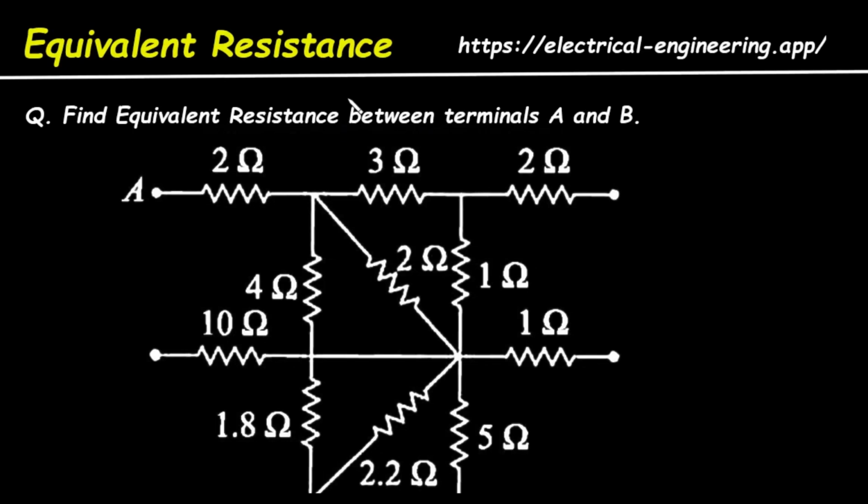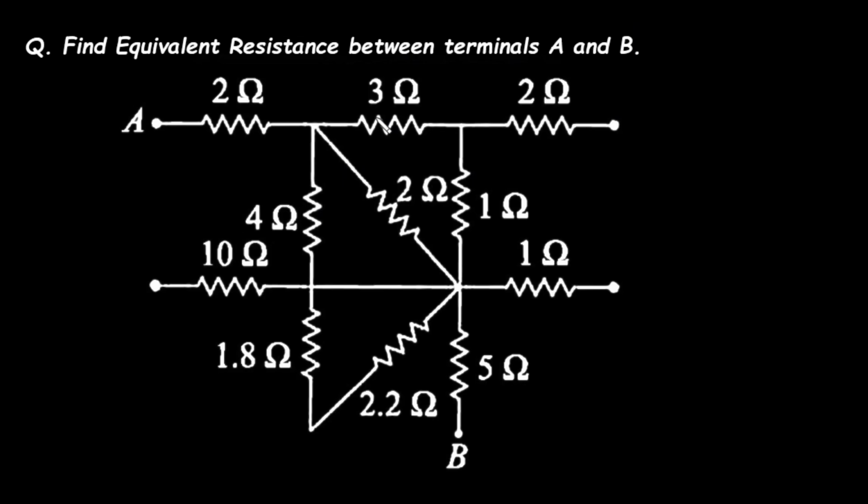In this video, we will see an example on equivalent resistance. Question: find equivalent resistance between terminals A and B. Now here for this network, we have to determine its equivalent resistance. Now here we can see this is terminal A and this is terminal B. So let's take this circuit.